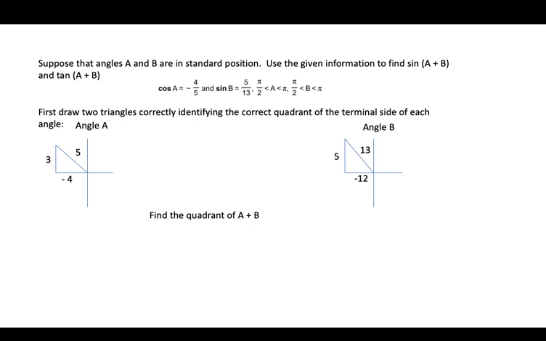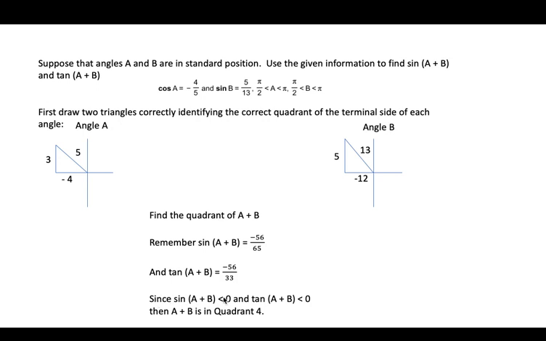And then also in this question, you were asked to find the quadrant of A plus B. Well, to figure out where the quadrant is, you have to look at what you just figured out. Since the sine of A plus B is negative, and the tangent of A plus B is negative, then A plus B must be in quadrant 4. It has to be in quadrant 4 because that's where sine is negative and tangent is negative. Remember, all students take calculus. Cosine is positive in the 4th quadrant, which means sine and tangent are negative.